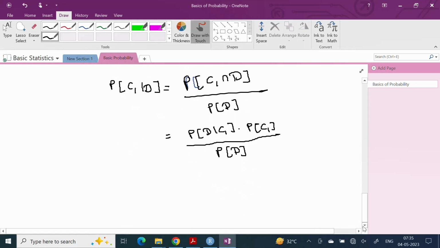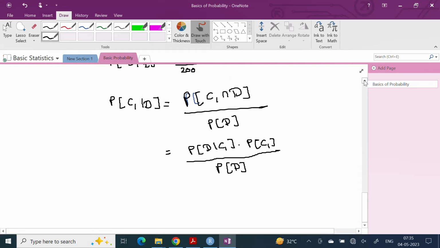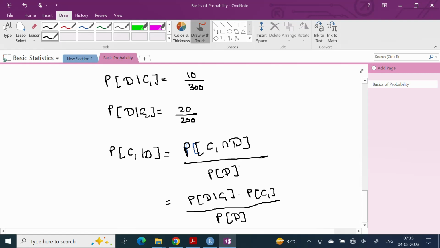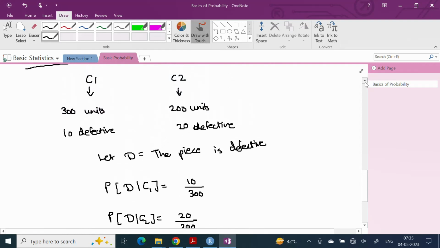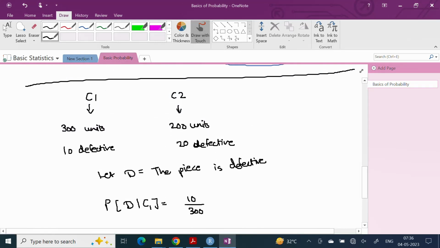Now let me try to explain. Here D given C1 I already have. Do I have probability of C1? Let me check what information I have. I know that out of total 500 units, 300 are from C1. So in general, the probability that a piece is from C1, if I don't know whether it is defective or not, is 300 out of 500, that is 3 by 5. Similarly, probability of C2, that is the probability of the piece being from company 2, will be 200 out of 500, which is 2 by 5.